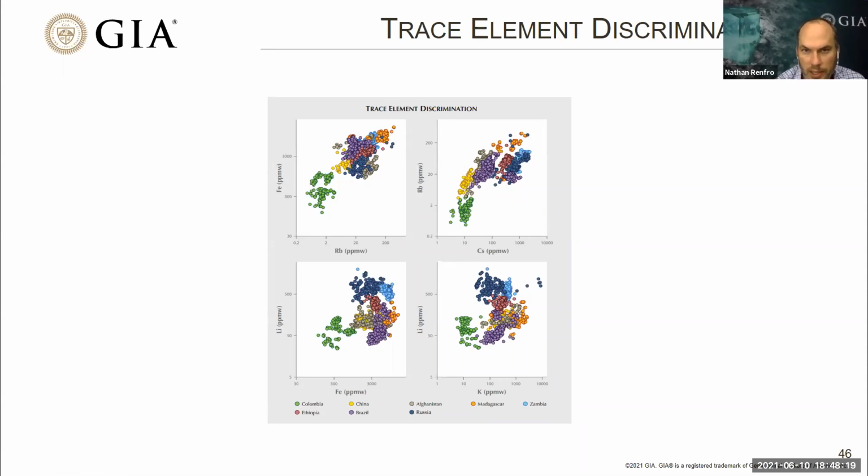And of course, we pair that with our inclusions. As long as the inclusions agree with our trace element chemistry, then we have a high confidence that we have the correct origin.